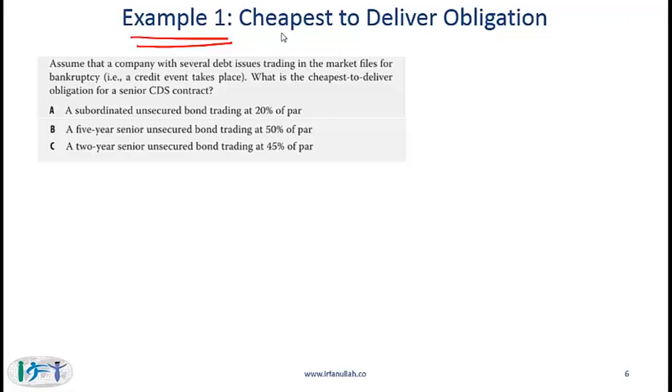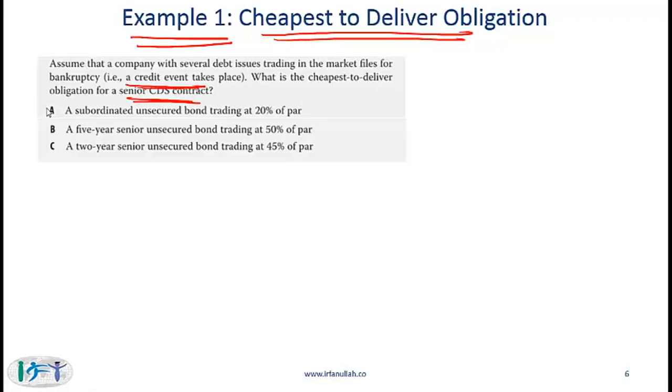Here in this example, we'll talk about the concept of cheapest to deliver. Assume that a company with several debt issues trading in the market files for bankruptcy, and this is an example of a credit event. What is the cheapest to deliver obligation for a senior CDS contract?